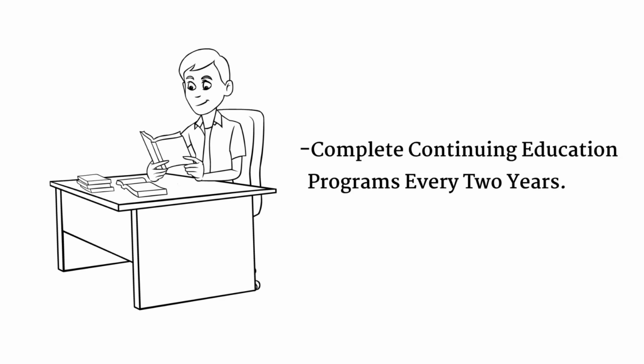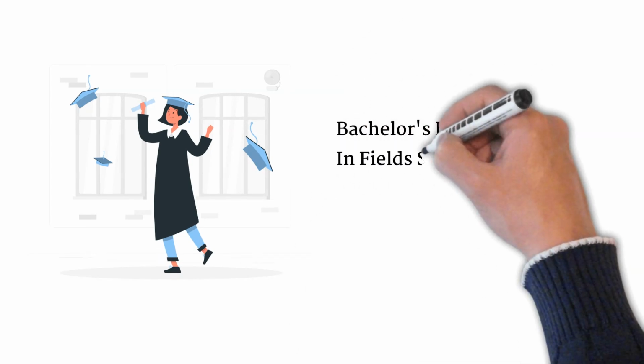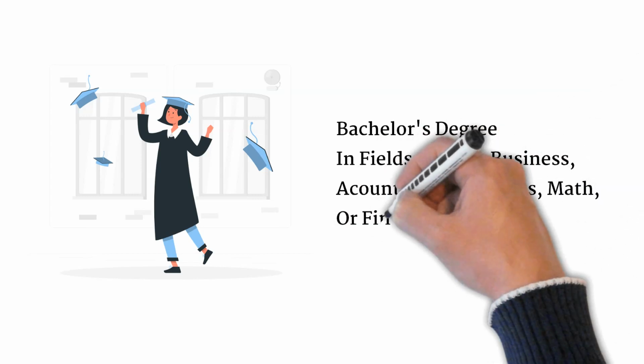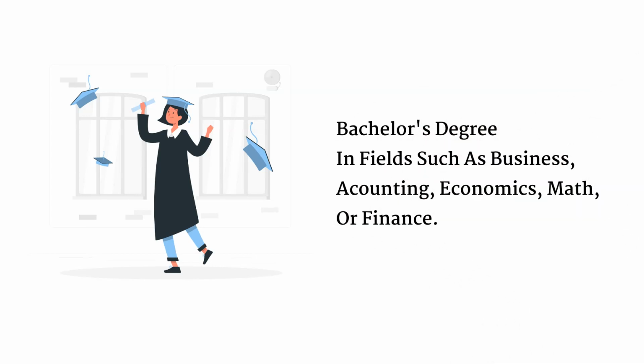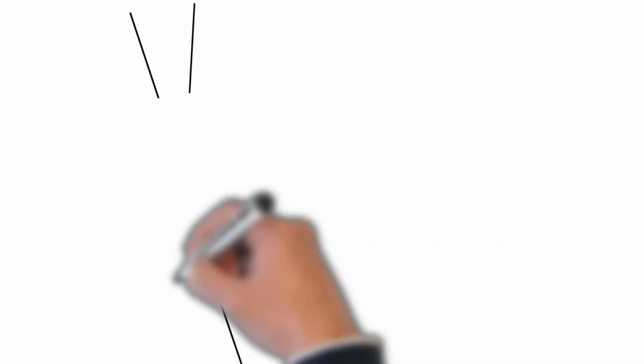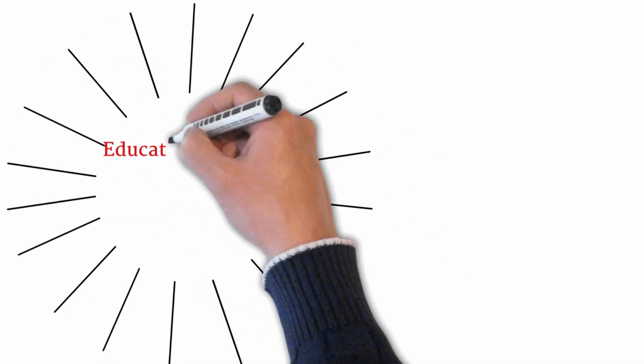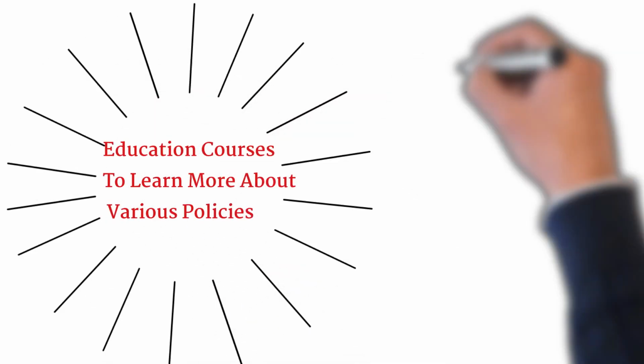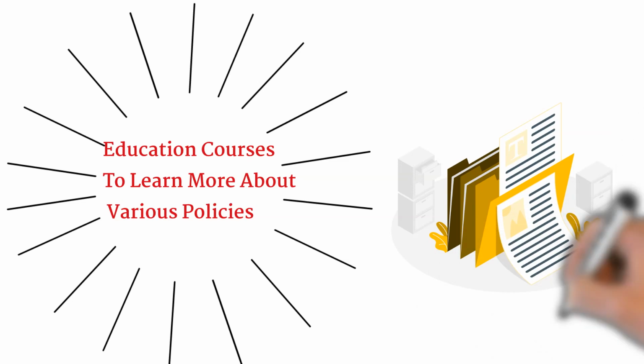There is no requirement that insurance agents hold a college degree to obtain a license, but most employers prefer to hire applicants who hold an associate's or bachelor's degree in fields such as business, accounting, economics, math, or finance. Agents may also take continuing education courses to learn more about various policies or to keep up with changing tax laws and government regulations that impact the insurance industry.